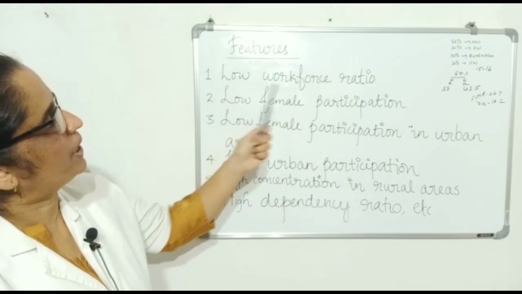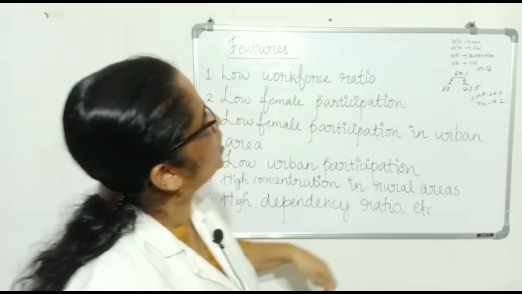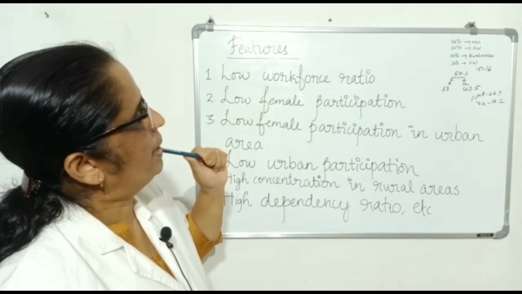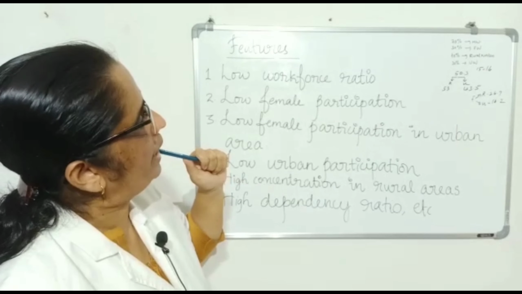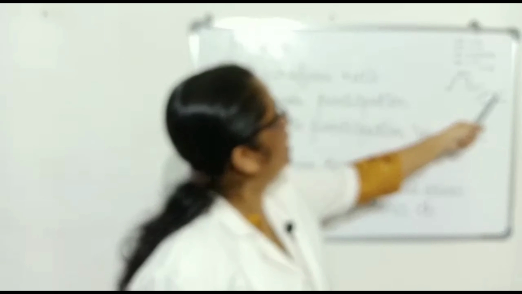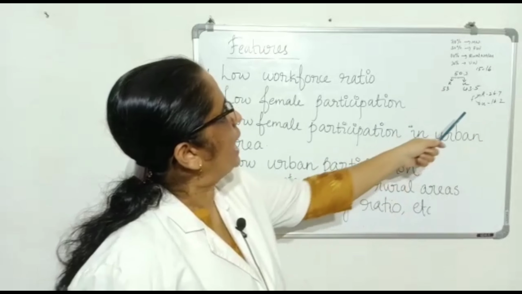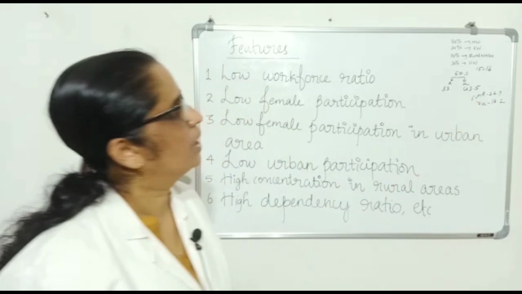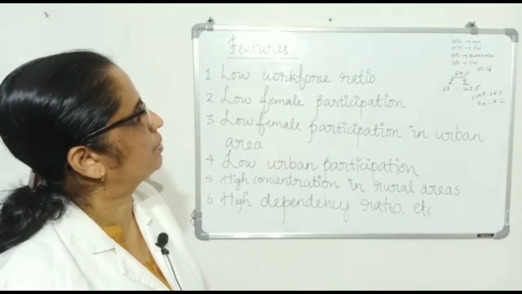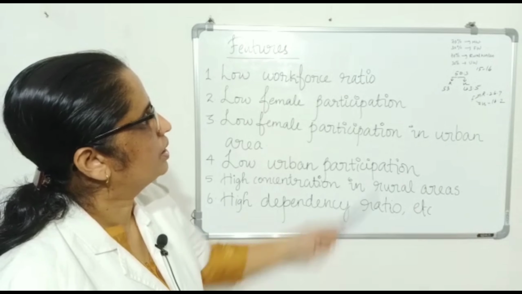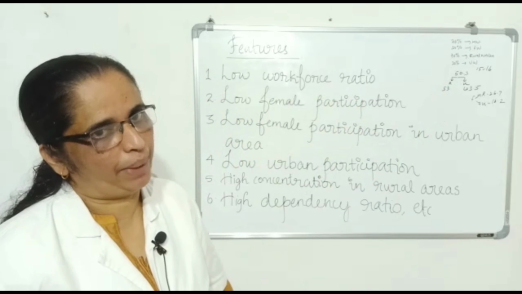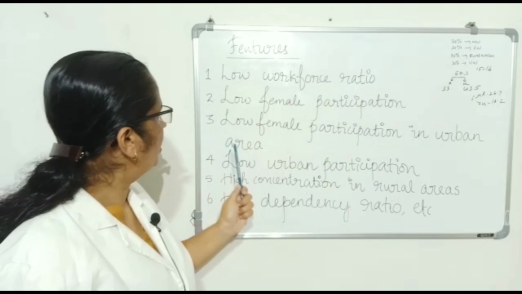For example, as per 2015-16 estimate, female participation in rural area is only 26.7%, and in urban area it is only 16.2%. The overall participation, as you know, male and female, is 50.3%.